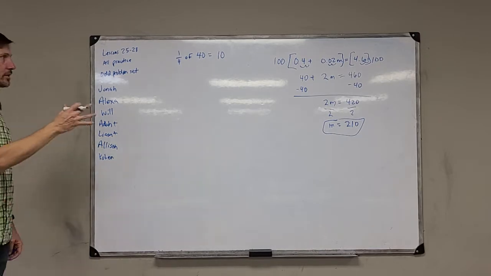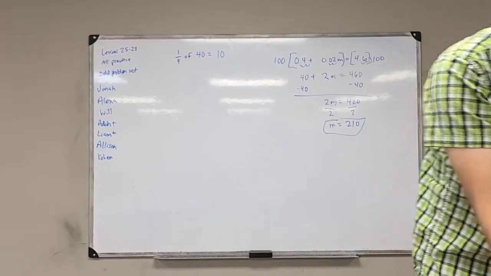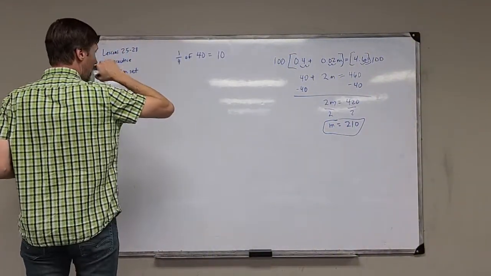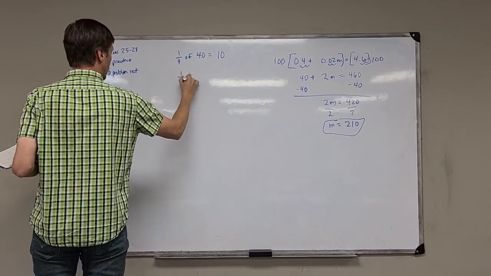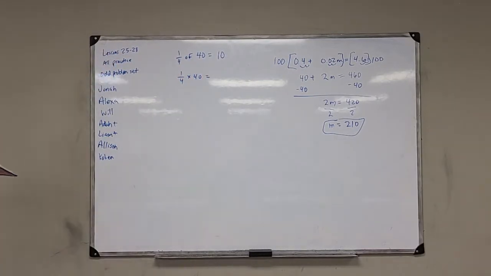Well, this basic equation here is what fractional parts of numbers looks like. And what you actually do is when you say 1/4 of 40, what we really did was we took 1/4 and we multiplied it with the 40, right? 1/4 times 40. If you punch that in your calculator, your 1/4 would get converted to 0.25, and 0.25 times 40 would be 10, right?